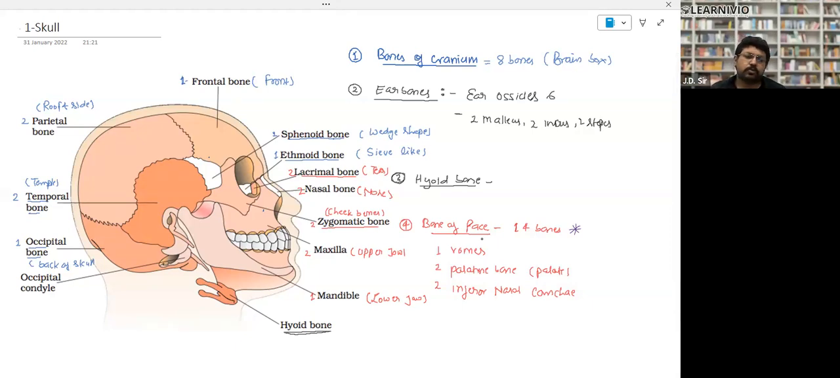I will ask you to note it down this way. If you want, after the class, you can note it down. If you want to note it down right now, you can. But please note down some factual things. Point form. So first thing is skull.